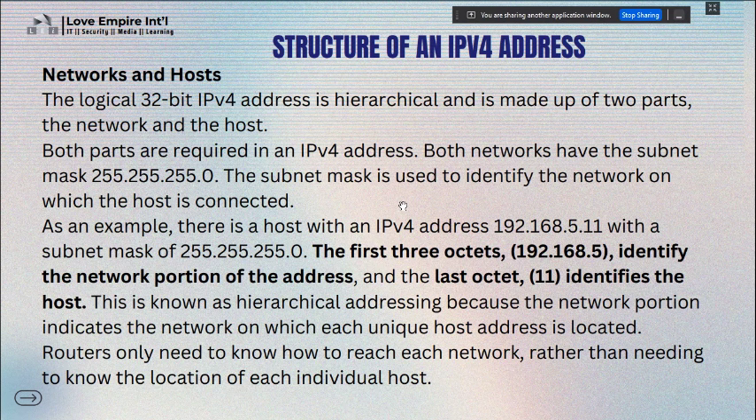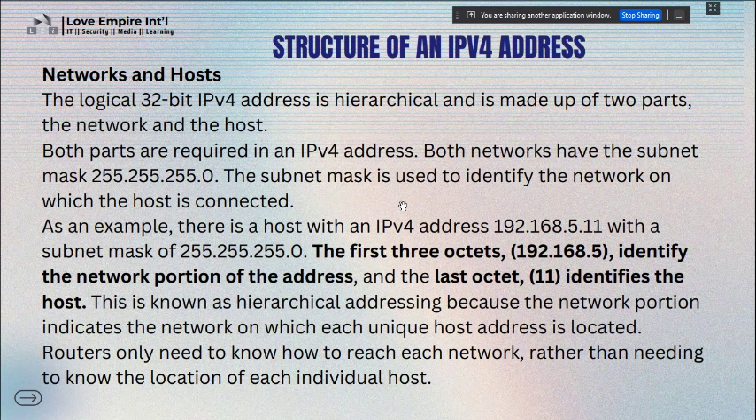So both networks have the subnet mask 255.255.255.0. We'll talk about what a subnet mask is as we continue. Both networks have the subnet mask 255.255.255.0. The subnet mask is used to identify the network on which the host is connected.